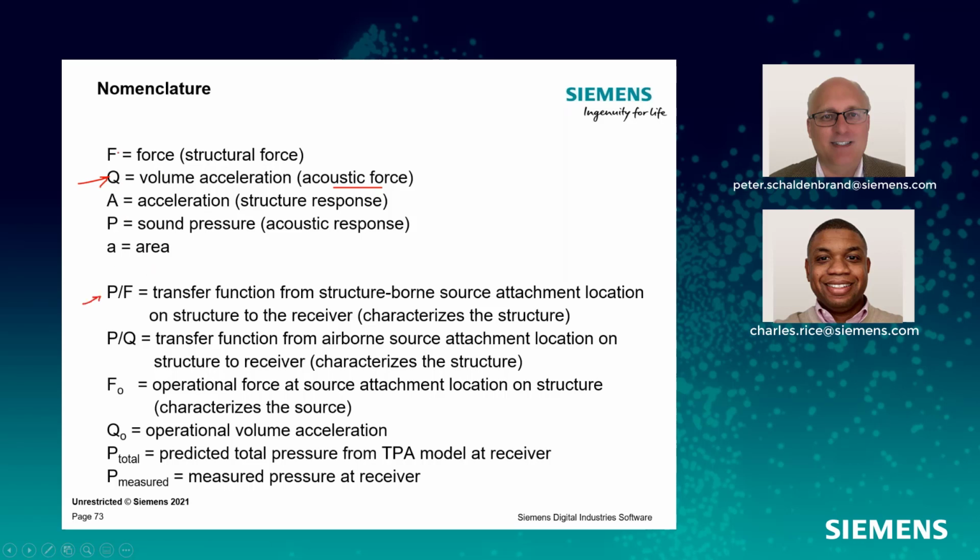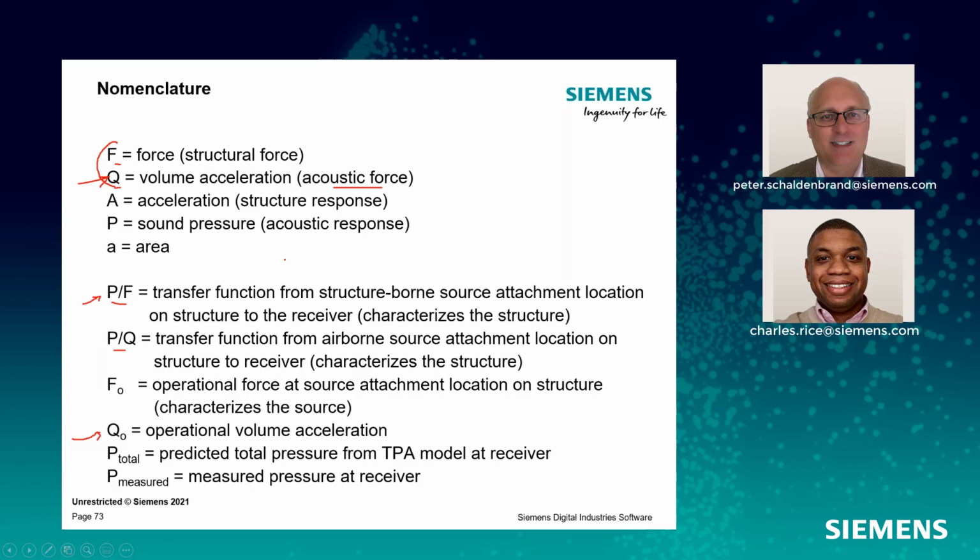Now the Q is the airborne off of the source. The F is structure-borne off of the source. And then we have transfer functions, P over F, P over Q to relate to that. And then we have operational Qs, for example. But other than introducing Q, about everything else you've already heard of here.